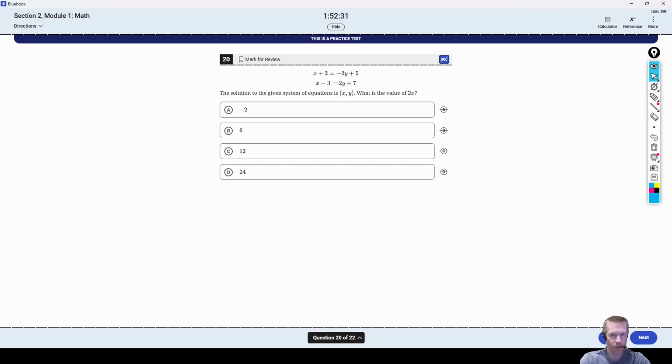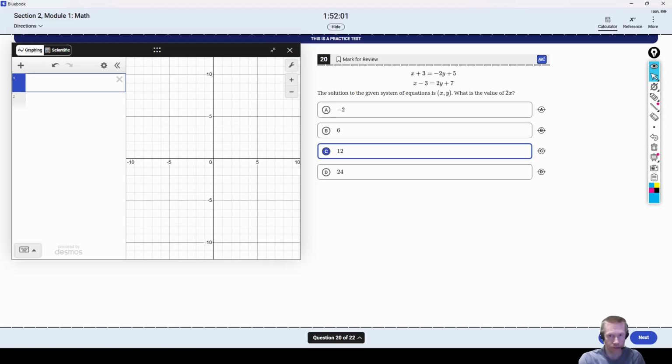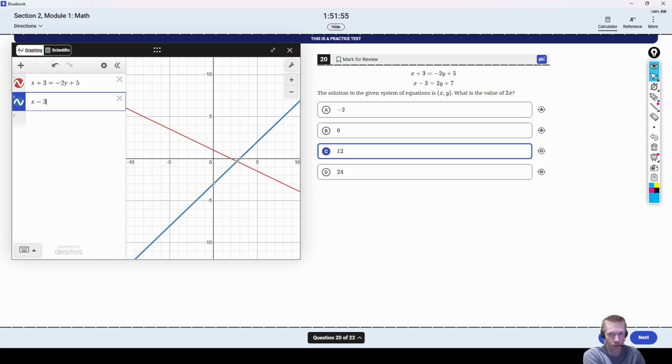Next up, question 20. We have a basic system of equations. The way they want you to solve this is to just add them together. If you do that, notice x plus x is 2x, 3 plus negative 3 cancels out, negative 2y plus 2y cancels out, and 5 plus 7 is 12. So 2x equals 12. The correct answer is letter C. However, it's honestly not that much longer to just go to Desmos if you want. Type in both equations and find the solution value for x, which is right here, 6.